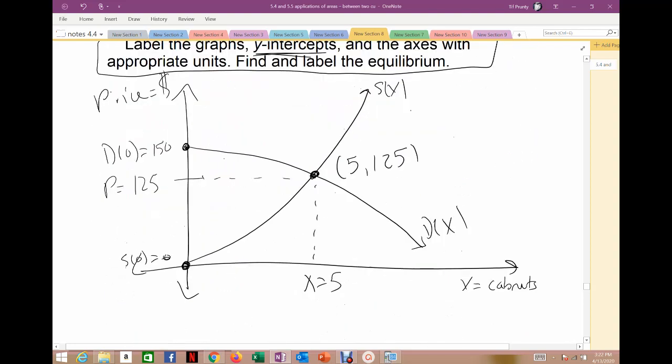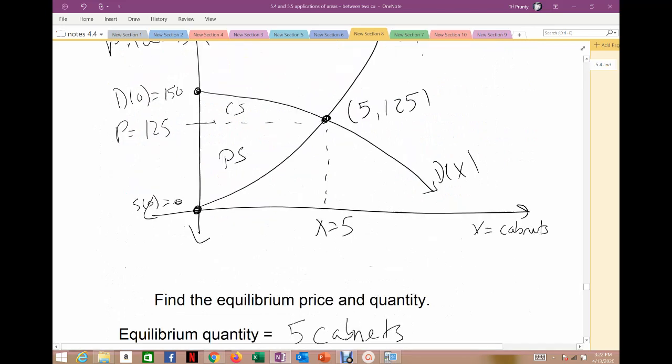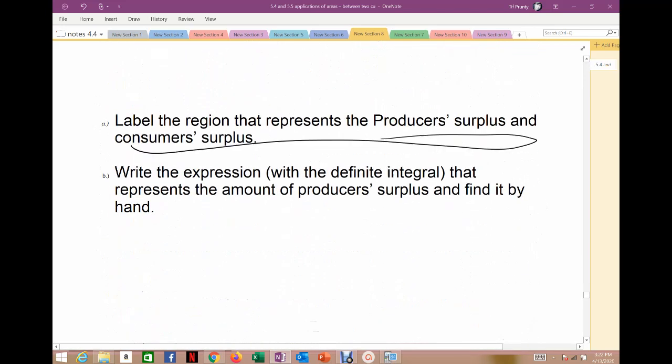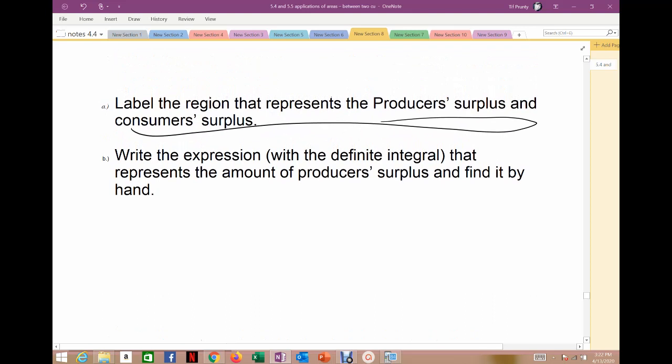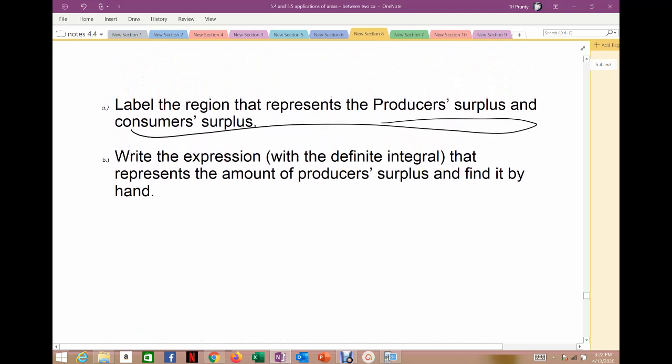Alright, so consumers is here. That's my consumers. It's above the dotted line. Producers is below. Alright, those are the 2 areas. We're going to find both of them, one of them by hand and one of them with the calculator. Alright, so I've labeled the regions that represent producer surplus and consumer surplus. Write the expression with the definite integral that represents the producer surplus, and find it by hand. So this time we're going to find the producer surplus by hand.